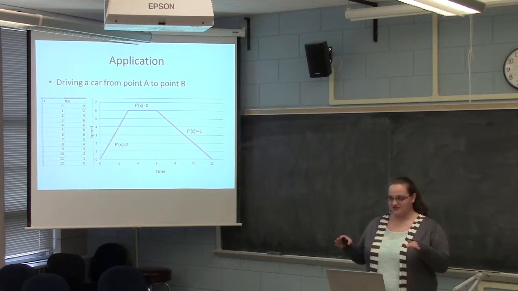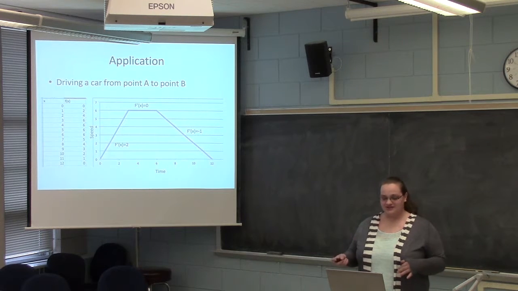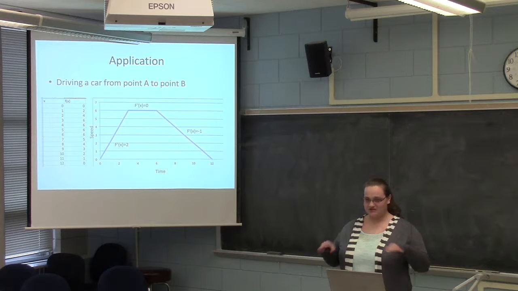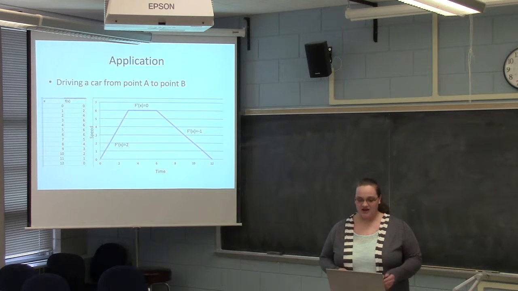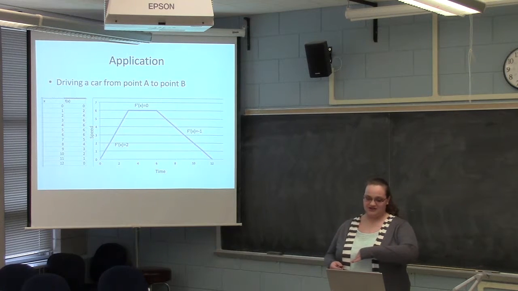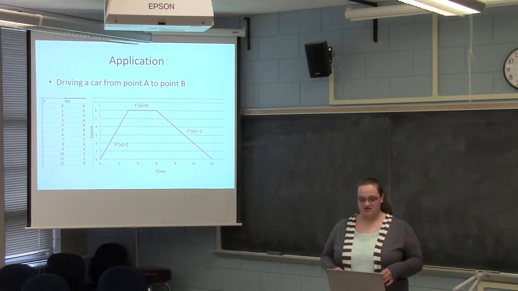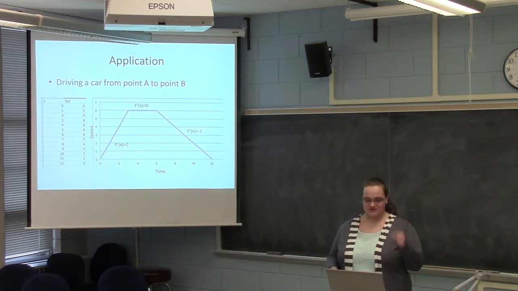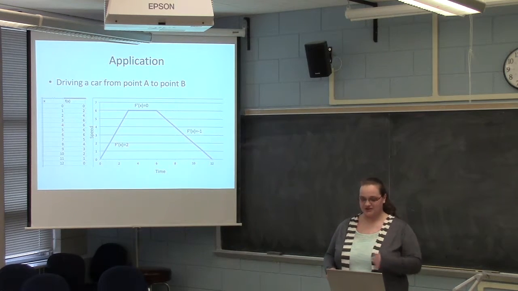And then for a while, you just go, you don't accelerate or decelerate, so the derivative is just 0, so it's constantly at 0. And then you decelerate, so then it goes negative. So then this here shows your velocity and acceleration in the graph.